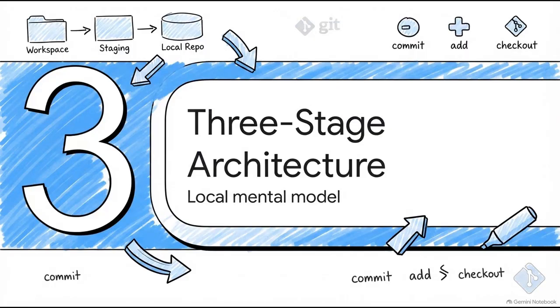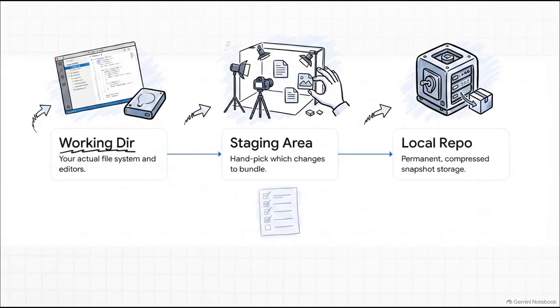All right, Section 3, 3-stage local architecture. Let's build that local mental model. Let's shift gears from high-level theory down to how Git actually manages files locally on your machine. The absolutely crucial concept to grasp here is that Git doesn't just blindly save everything all at once. No, it uses a highly deliberate 3-stage architecture. Stage 1 is your working directory. This is just your actual file system, exactly where you create and edit files using an editor like VS Code.